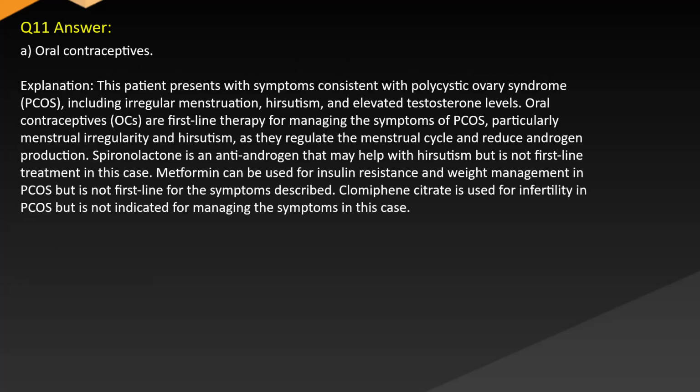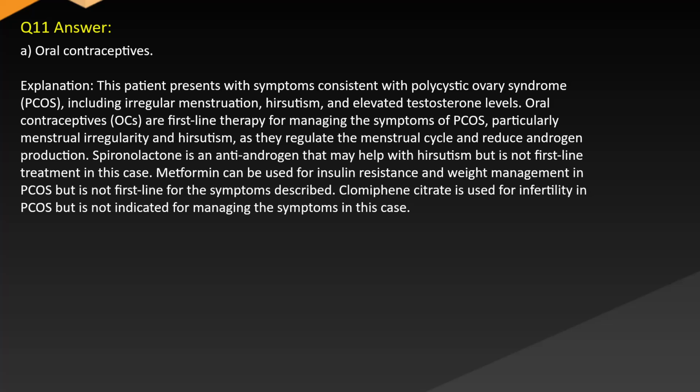Answer: A. Oral contraceptives. Explanation: this patient presents with symptoms consistent with polycystic ovary syndrome (PCOS), including irregular menstruation, hirsutism, and elevated testosterone levels. Oral contraceptives are first-line therapy for managing the symptoms of PCOS, particularly menstrual irregularity and hirsutism, as they regulate the menstrual cycle and reduce androgen production.